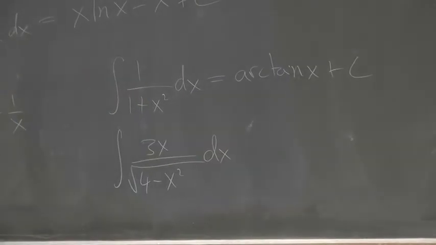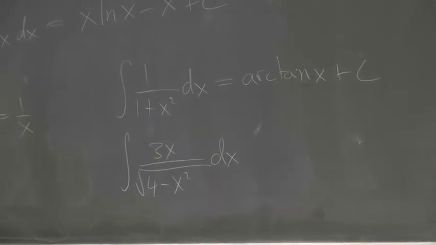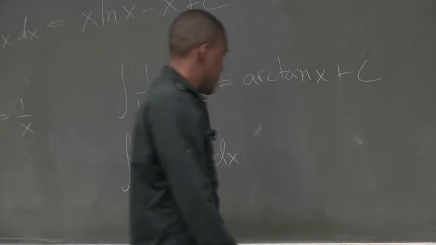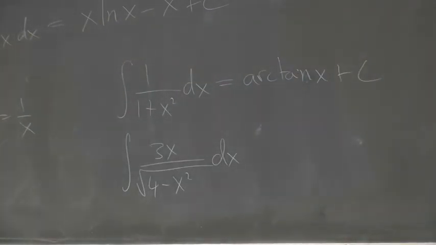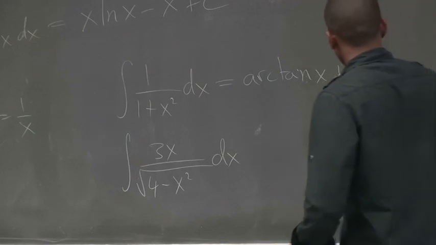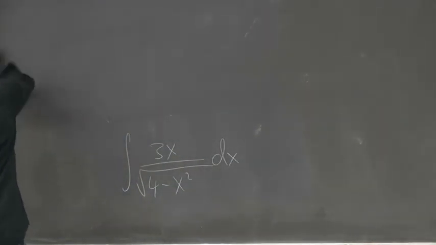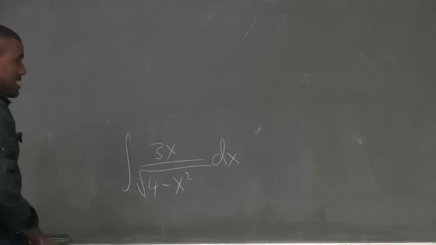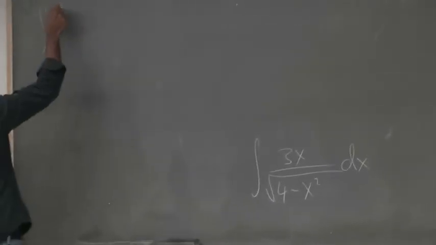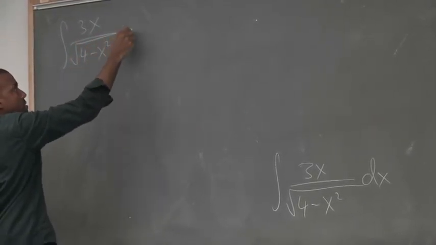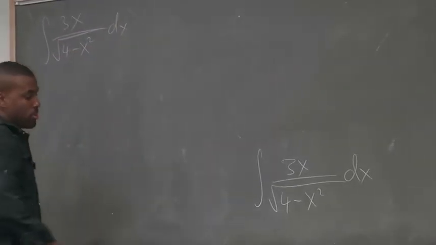How would you do that? Trig substitution. What would you substitute? 4 minus x squared, x for 2 sine theta. So you want to do a trig sub. Is that what you're telling me? Yes. You could also do a trig sub. Which one is easier in general? U sub is easier, right?